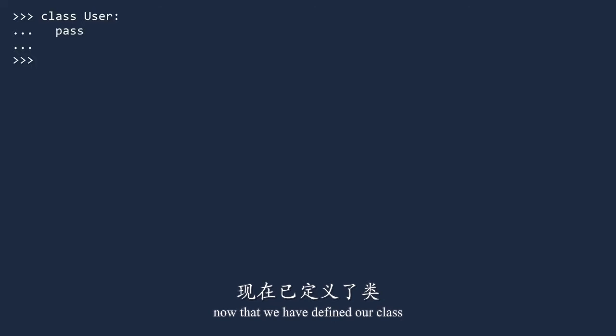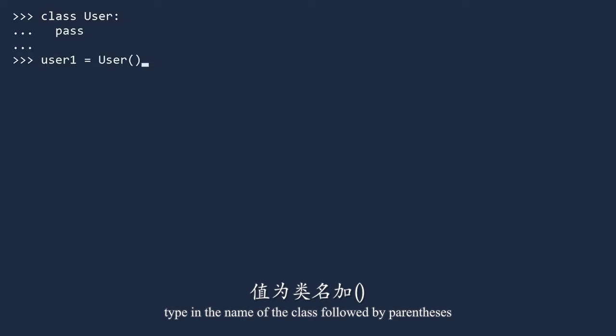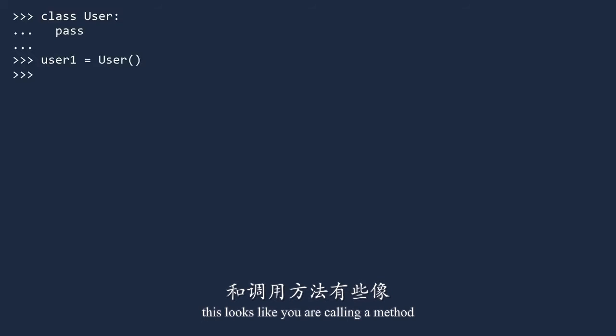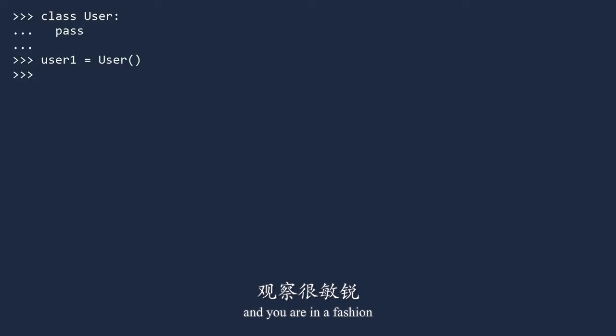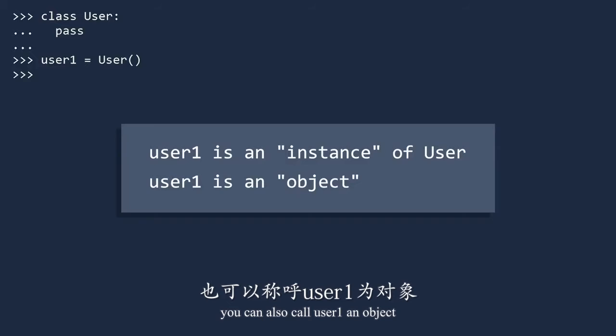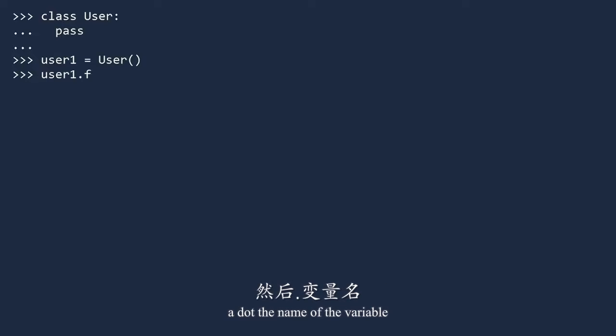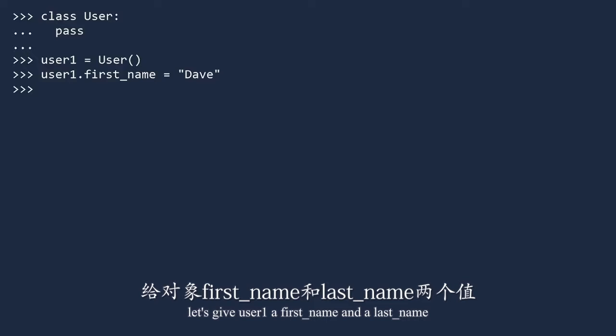Now that we have defined our class, we can use it to create different users. To make a user, type in the name of the class followed by parentheses. This looks like you are calling a method, and you are, in a fashion. We call user1 an instance of the user class. You can also call user1 an object. To attach data to this object, you first type the name of the object, a dot, the name of the variable, and then give it a value. Let's give user1 a first name and a last name.